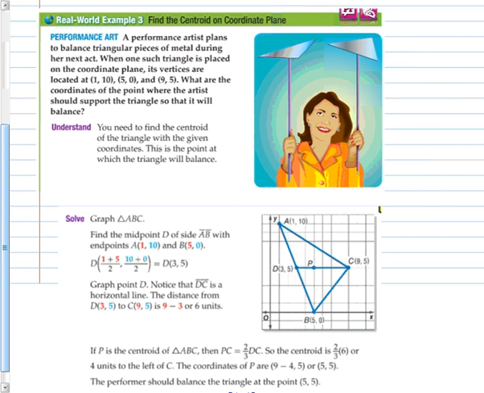How are you going to find the centroid? The medians. What are medians? Vertex to midpoint of the opposite side. There we go. All right.